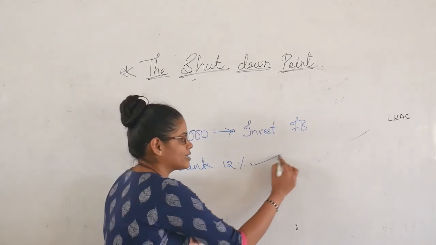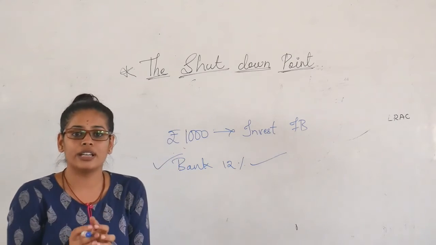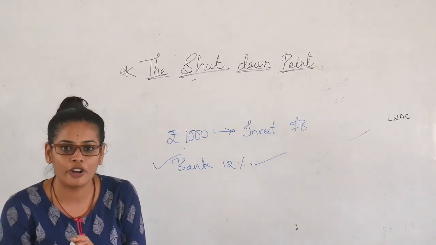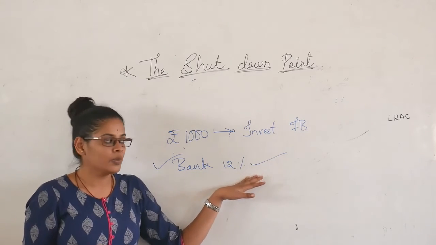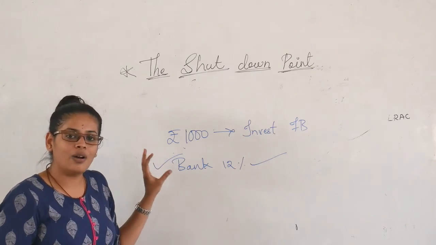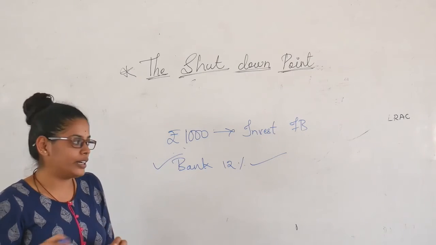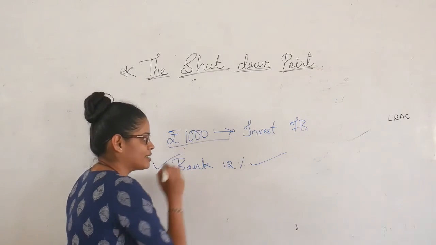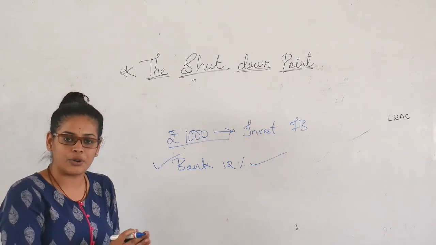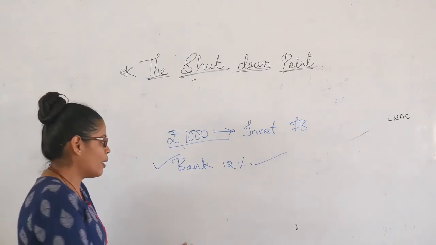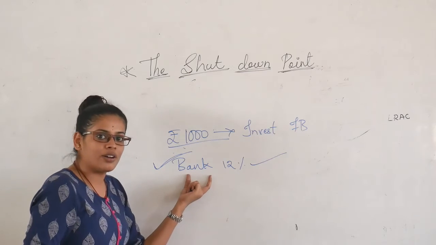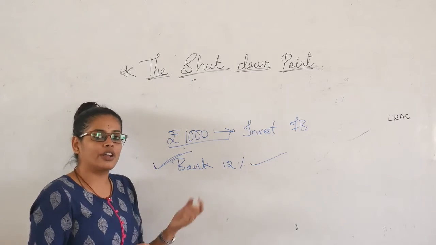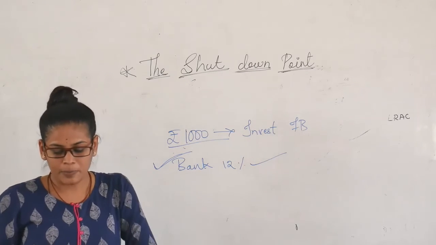So we call it the foregone opportunity which has cost us, or we can also say the sacrifice cost. This is how we understand opportunity cost. When you decided to invest that 1,000 rupees in your family business, you lost this opportunity. So this is the cost which you have lost, and we call it the opportunity cost.